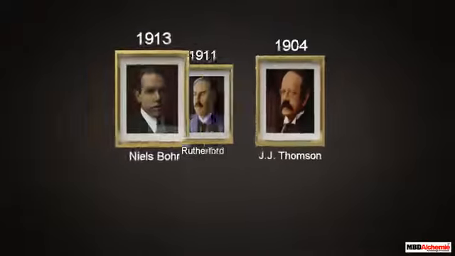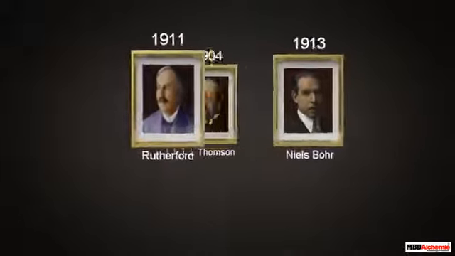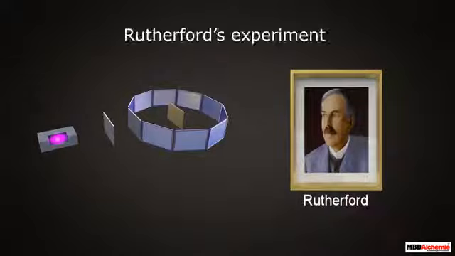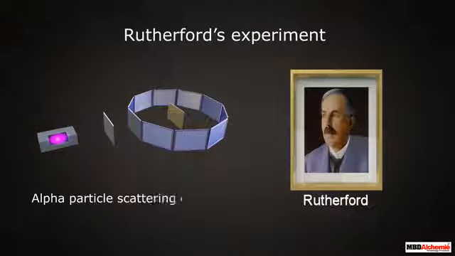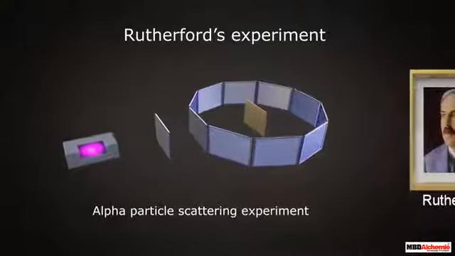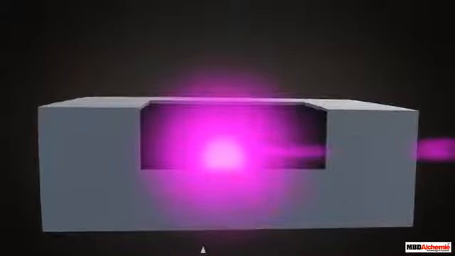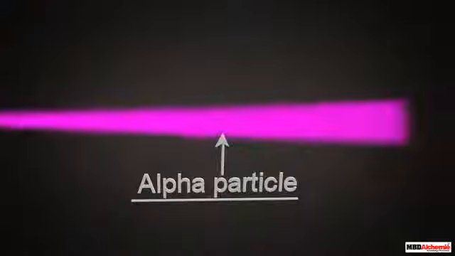One of those experiments which could not justify the Thomson model was done by Rutherford. Rutherford's experiment got popular by the name of alpha particle scattering experiment. To understand about his experiment, let us first see what alpha particles are. Alpha particles are emitted by radioactive substances. These are helium ions with double positive charge.